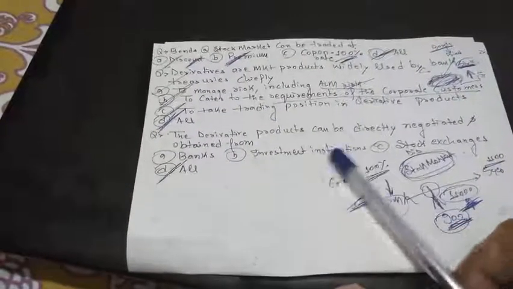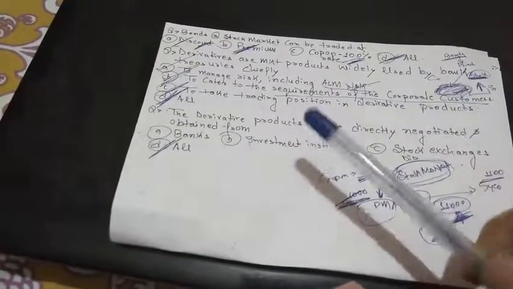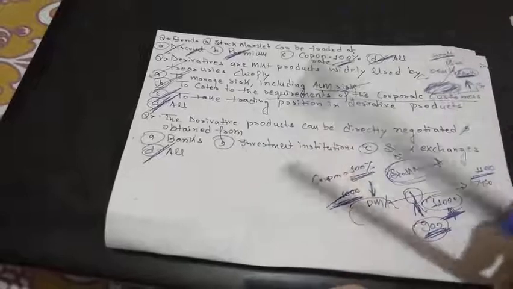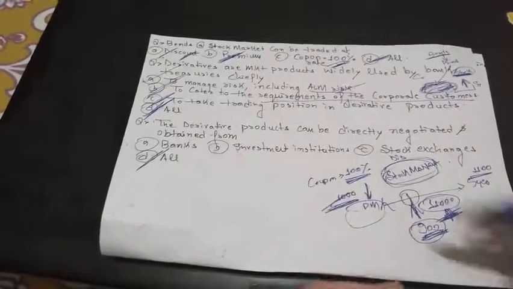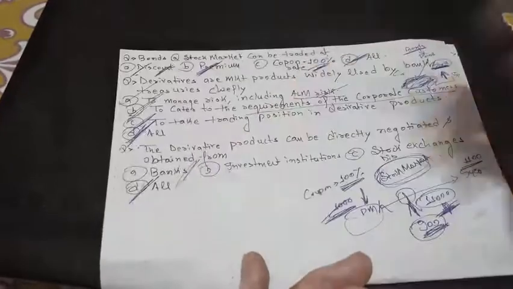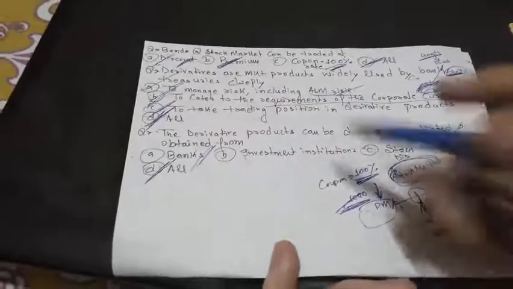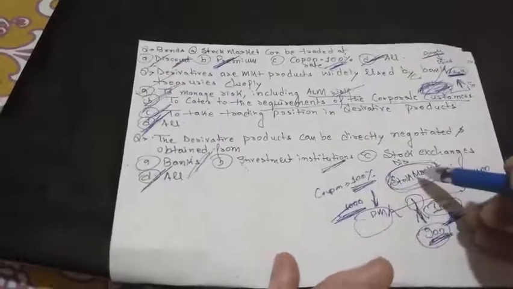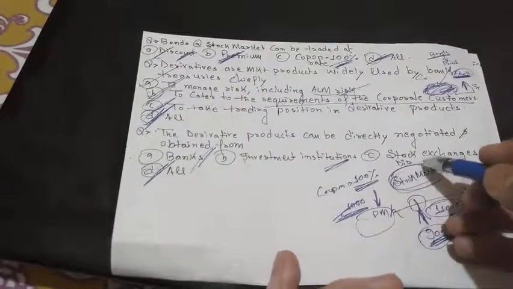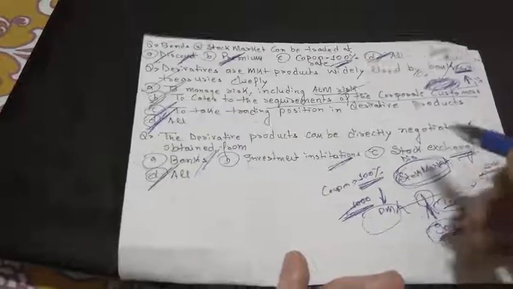The derivative product can be directly negotiated and obtained from. Where can you find the derivative products? You can find them from the banks. Yes, you can also deal in derivative products with investment institutions, and you can also deal in them in the stock exchanges. So the option is D.